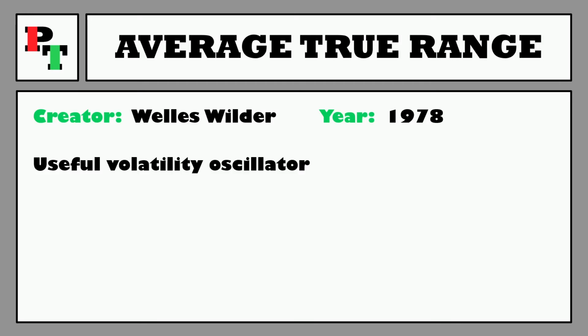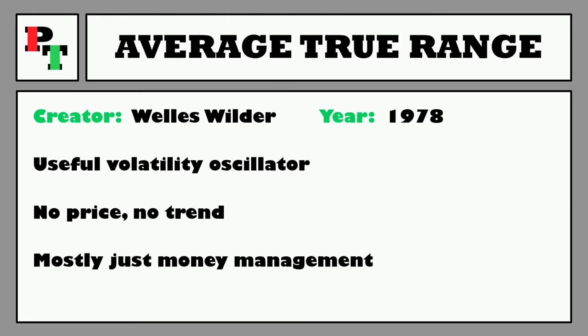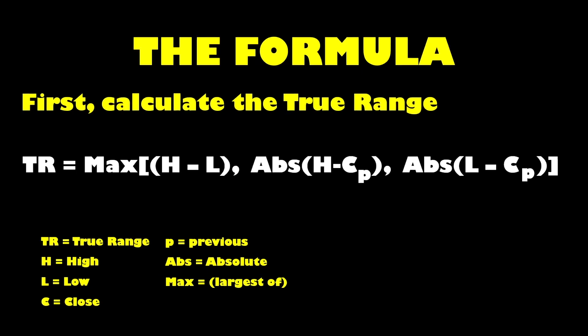The ATR is a useful volatility indicator which appears as a single line oscillator. But it's not useful for telling you the price or which direction a trend may be moving, where the momentum is at. No, it's mostly useful because of how it can be used as a money management tool. And we will get deep into that, but for now, let's take a look at the engine powering it so we know exactly what we're working with.